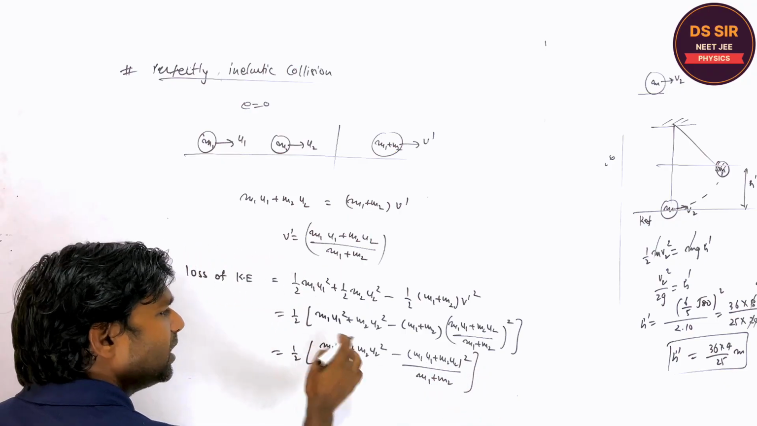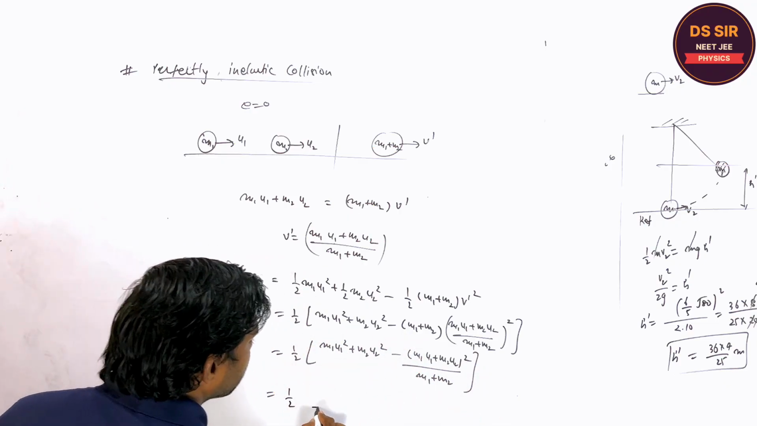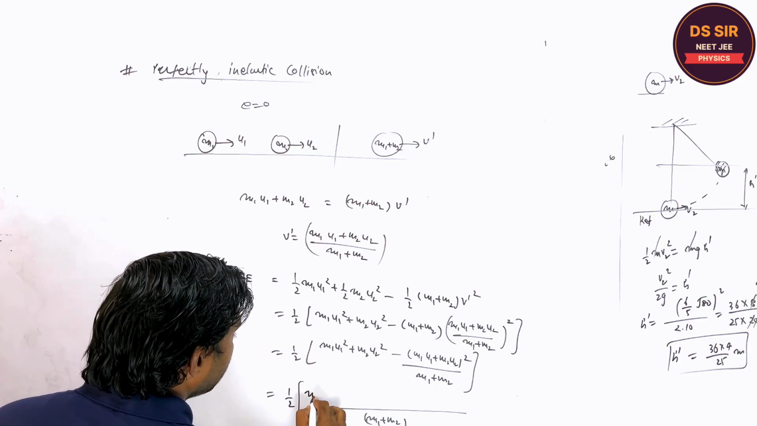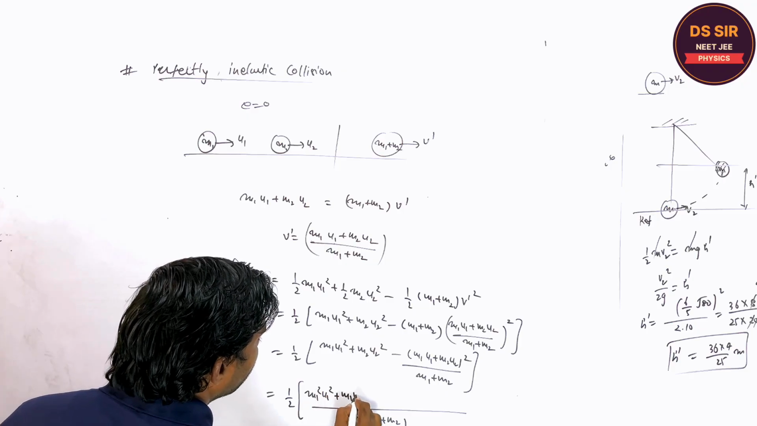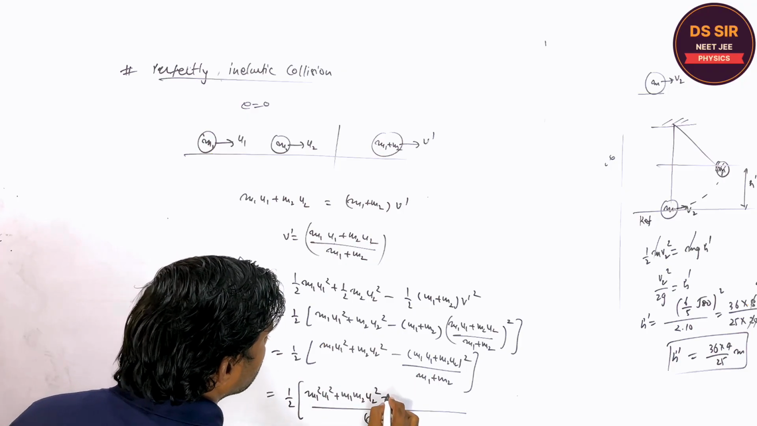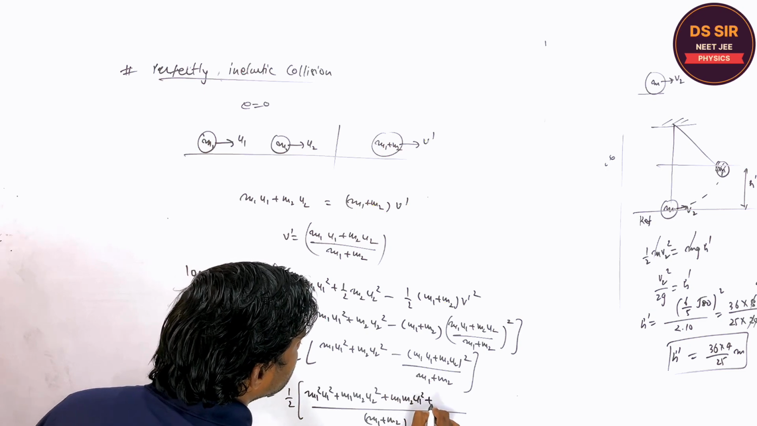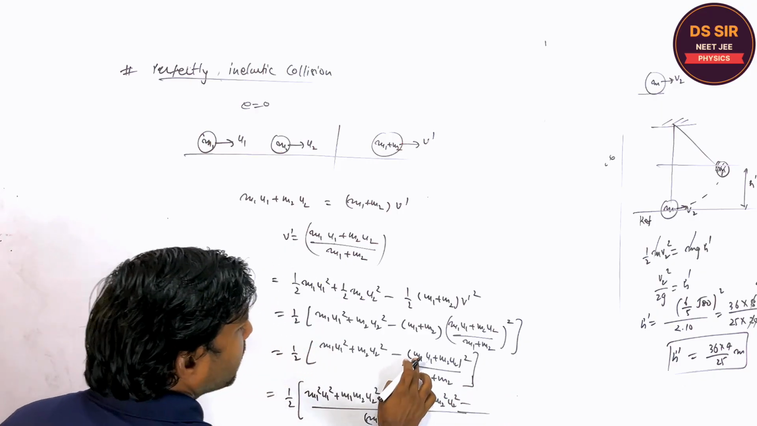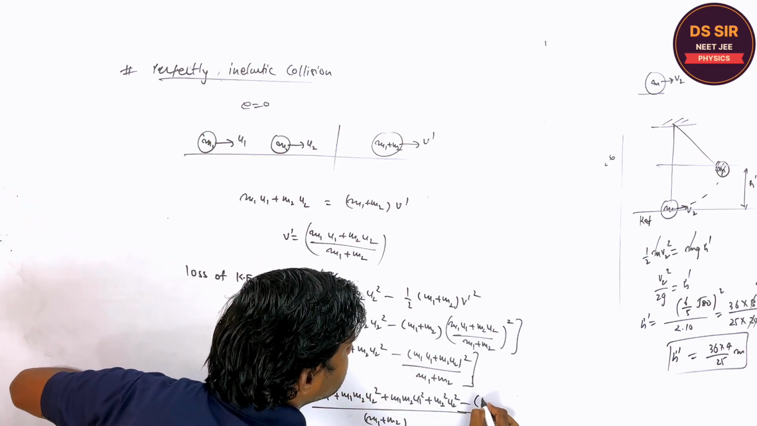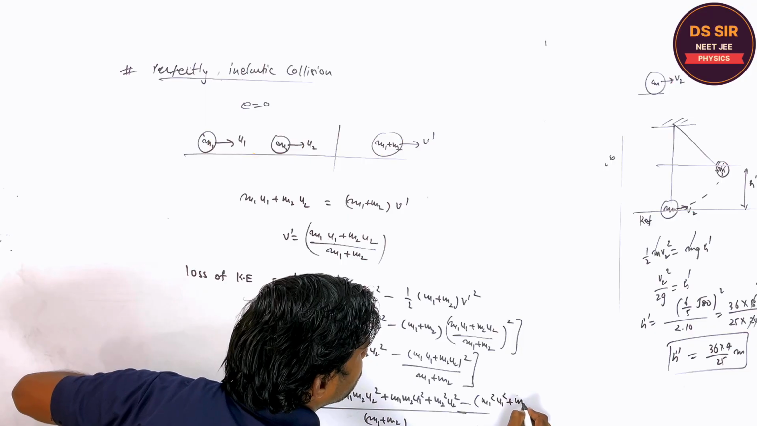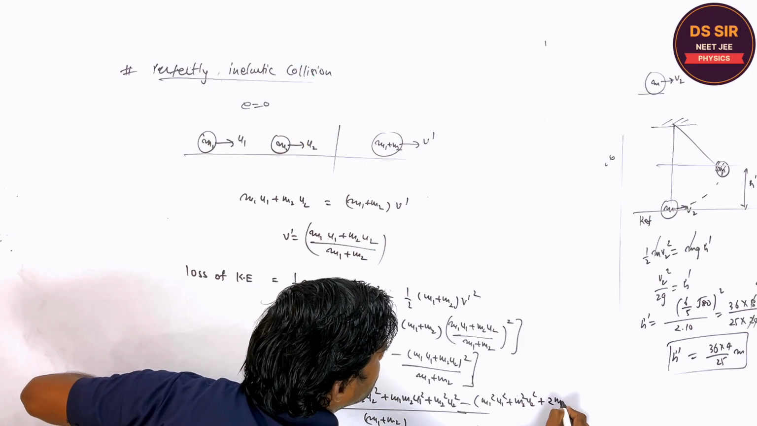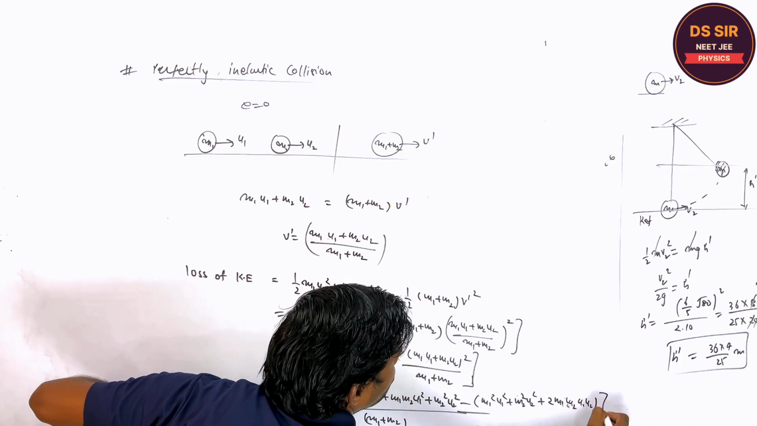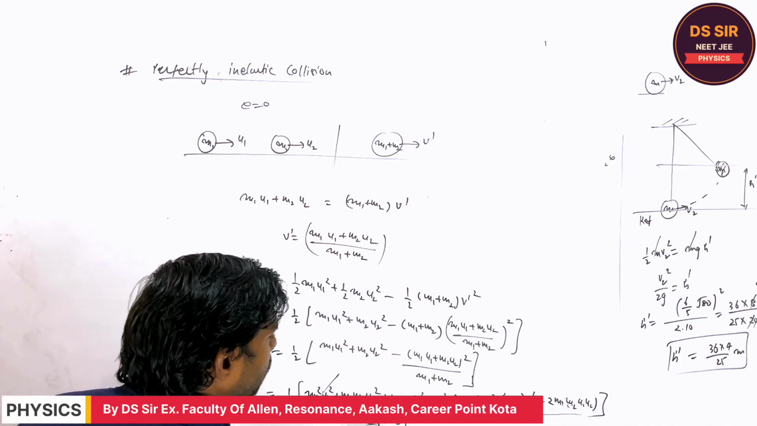You have to simplify, multiply this and take the LCM. This is m1 plus m2 is the LCM. If you multiply, m1 u1 square plus m1 m2 u2 square, m1 m2 u1 square, m2 u2 square, minus, right, minus (a plus b) whole square. This is a square, b square plus 2 m1 m2 u1 u2. Is it clear or not? So it will cancel out.